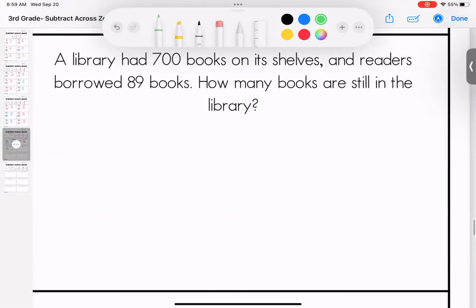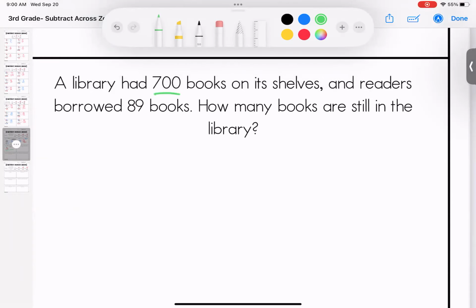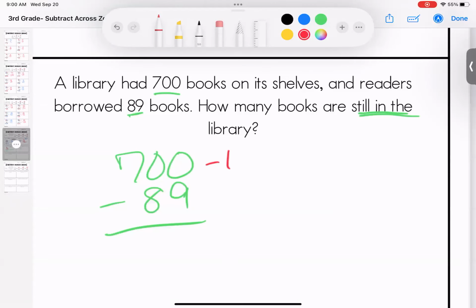That's her stickers. A library had 700 books on its shelves, and the readers borrowed 89 books. How many books are still in the library? They're asking me to subtract their starting books minus the borrowed books. This time we'll do our distance dance strategy.